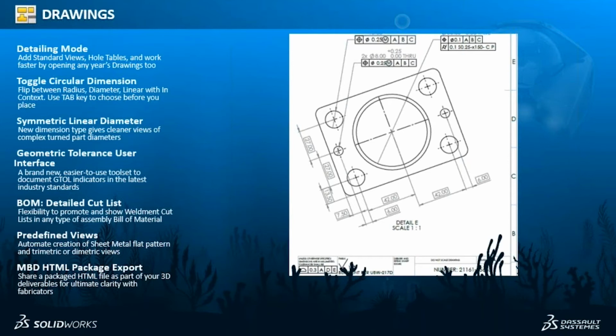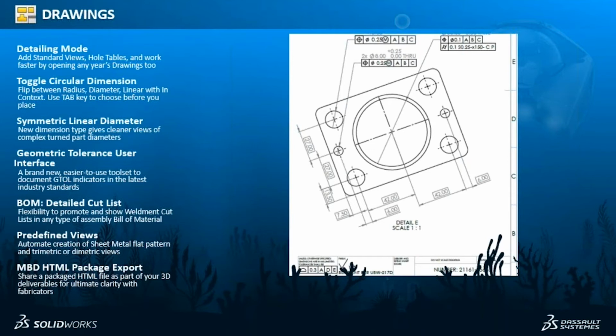Like I said, we've just kept adding in more tools. This year, we also have a circular dimension where you can toggle it with the tab key to go from radius, diameter, and linear. So again, just little things that we've wanted, but that will shave some time off. And if you do quite a bit of those dimensionings, like a lot of us do, right? We have a lot of holes. That can really shave some time off when you add it all up over a day or a week.